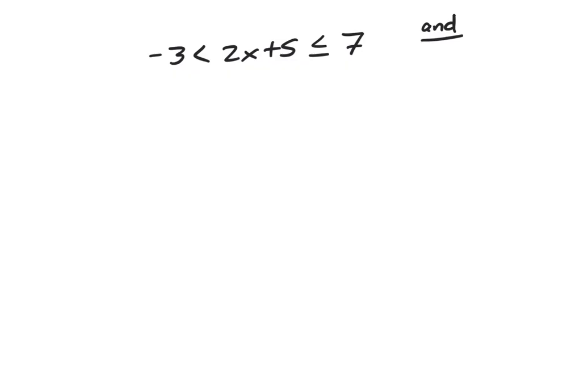Because the easiest way I feel to solve this is just like we always do, we're going to get x by itself, right? We have 2x plus 5 as our expression. We want to get x by itself. So our first step is we're going to subtract 5. But here's the difference. When I subtract 5, I'm going to do it to the left, the middle, and the right. I got to do it to all three parts. So -3 minus 5 would be -8.